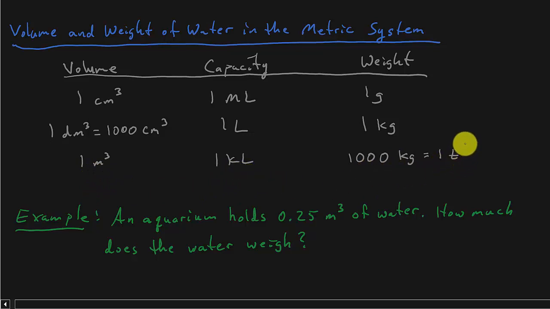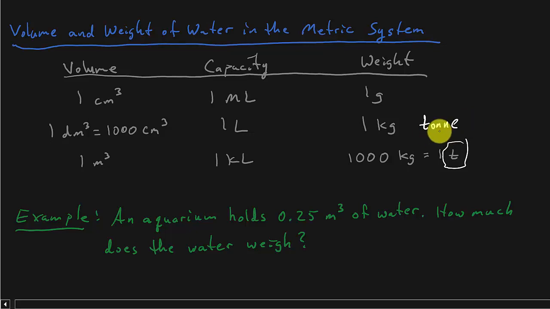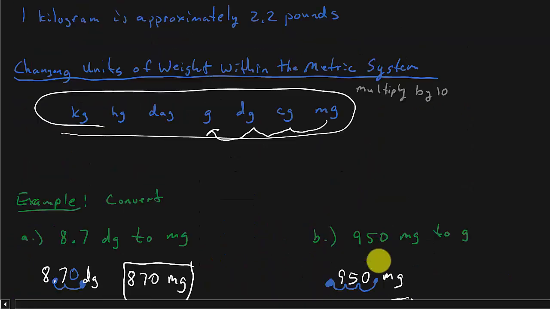Then we've got 1 cubic meter is 1 kiloliter, which is 1,000 kilograms, which is equal to 1 t. Notice this lowercase t here is short for ton. That's in the metric system, what you may have heard called a metric ton. So remember the capital T.